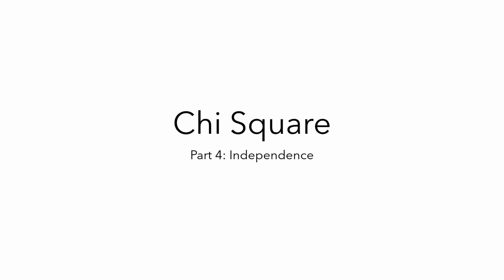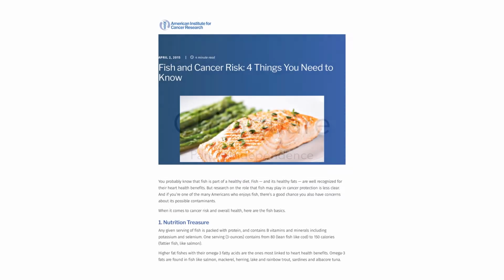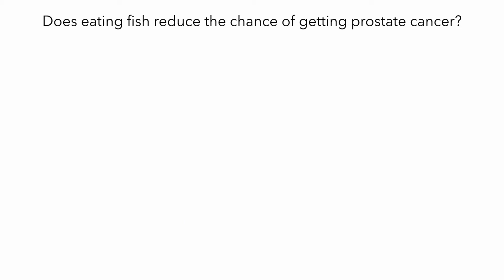In this video, I'll describe how to use the chi-square distribution for research questions related to independence. Over the past decade, researchers have investigated the relationship between diet and cancer. Researchers wondered whether eating fish reduces the chance of getting prostate cancer.